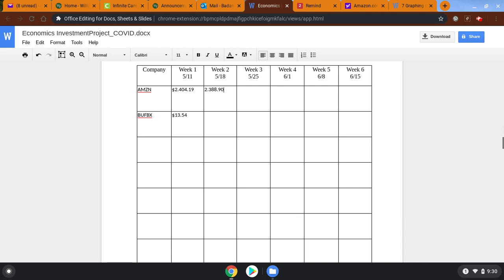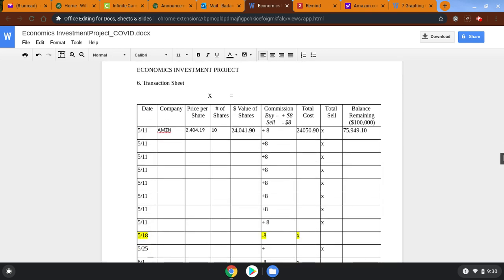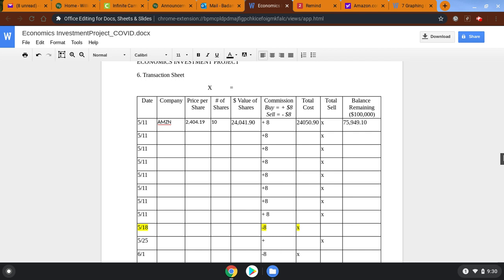Okay, where do you keep track of that? That will be down here in your transaction sheet. So for the first day, as you notice, I already have this filled out. For the first week, I have this all filled out, 5/11 as the date, where you're going to put all of your companies and your mutual funds. So you might do Buff BX, you might do Apple, AAPL, you might do Visa, whatever your companies are that you've put in your charts.